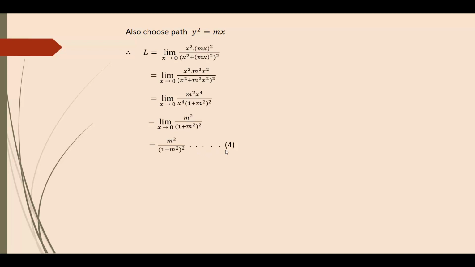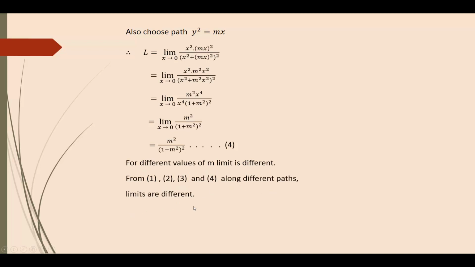Now see here, for different values of m we get different limits. So for different values of m the limit is different. From 1, 2, 3 and 4, along different paths the limits are different and therefore the limit does not exist is the answer.